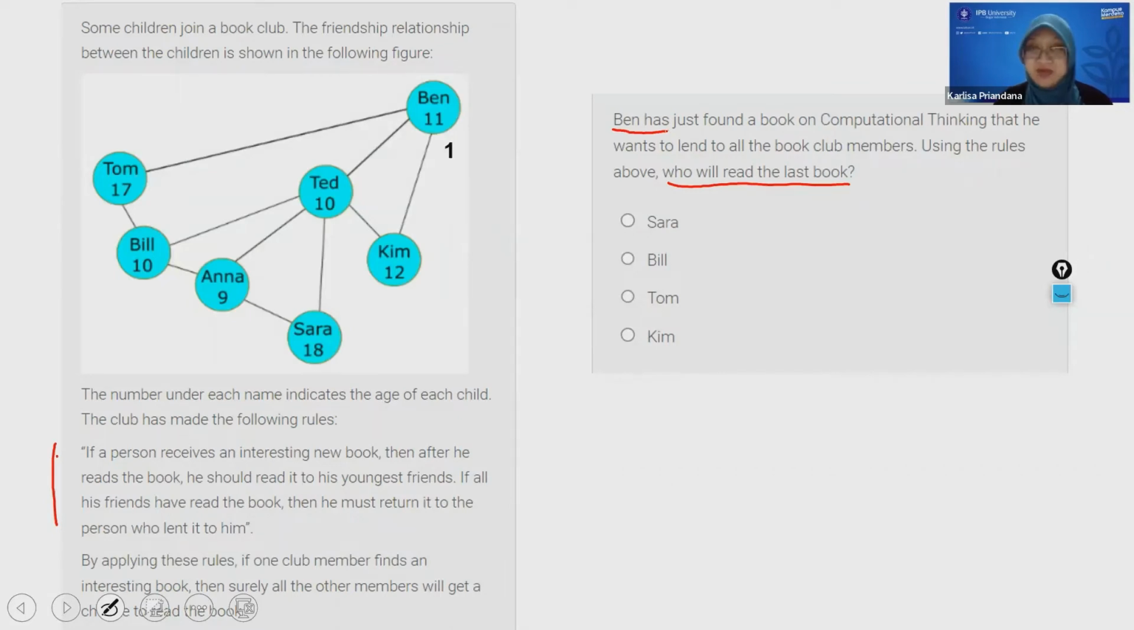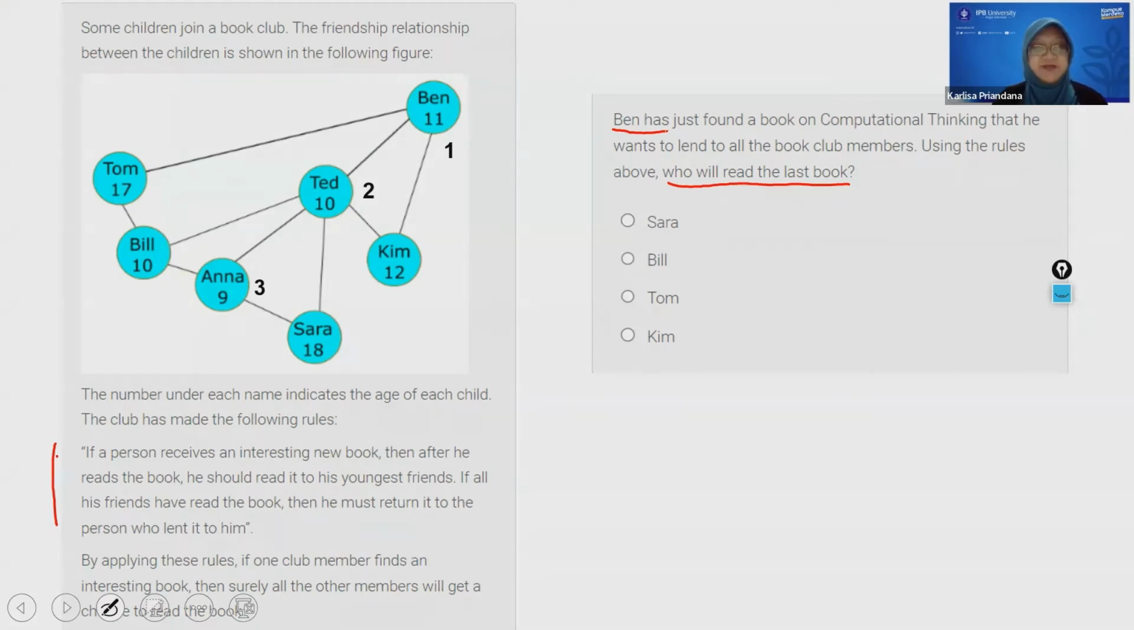Okay, Ben will read first, and then he will read it to the youngest one, Ted. Okay, I think it's clear. Okay, after that, Ted will choose his youngest friend who has not read the book. And that will be Anna, right? Because Anna is 9 years old.